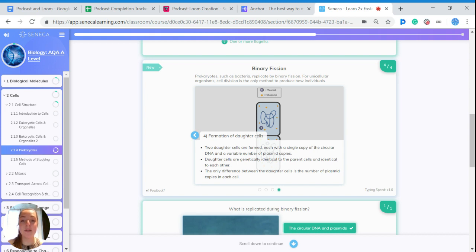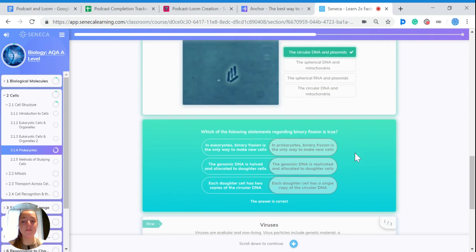variable number of plasmid copies, because these are loose in the cytoplasm, so it depends on how the cytoplasm is split up. Daughter cells are genetically identical to the parent cell because they both have the same copy of the circular DNA loop, and they're identical to each other. The only difference between the daughter cells is the number of plasmid copies in each cell.